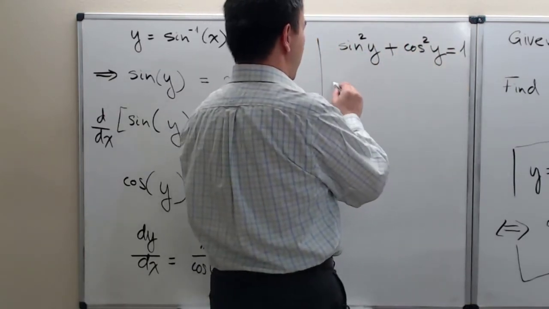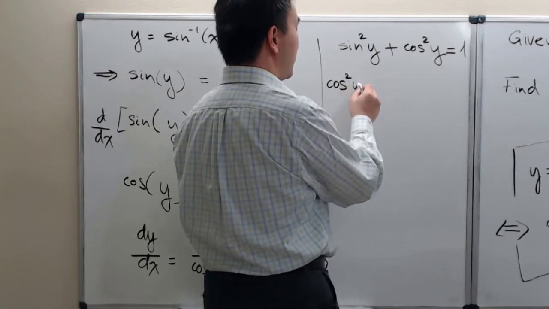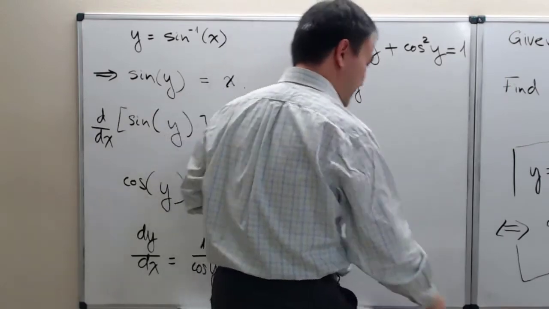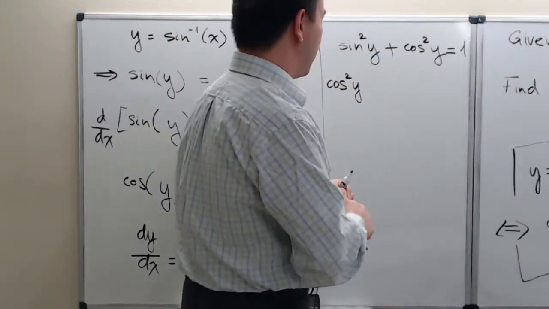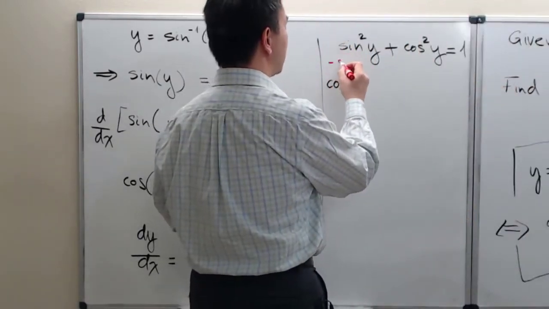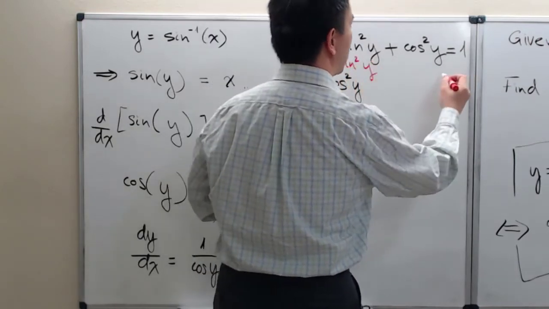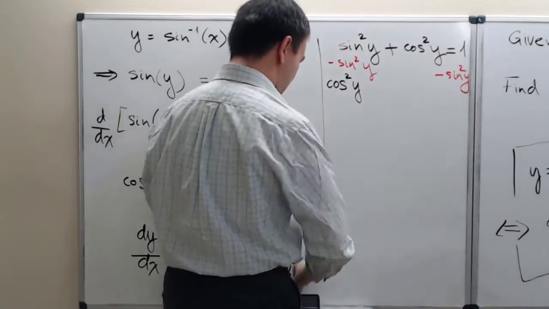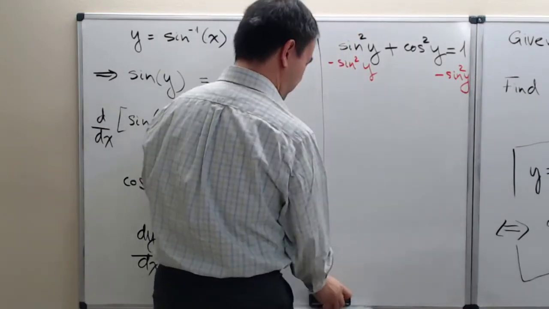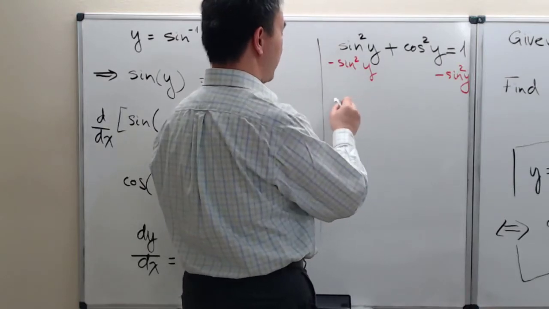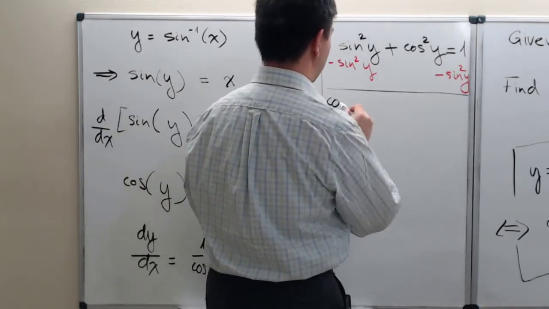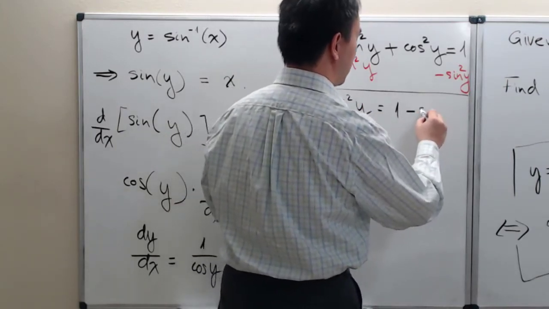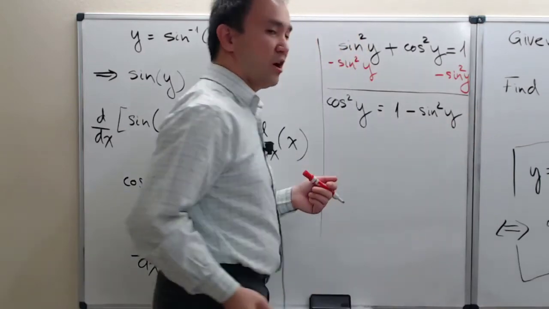And so in that way, I am going to rearrange my equation. I'm going to subtract sine squared from both sides. Let me make a little red note right here. So I'm subtracting sine squared of y on both sides. My resulting equation now is going to be cosine squared of y equal to 1 minus sine squared of y.